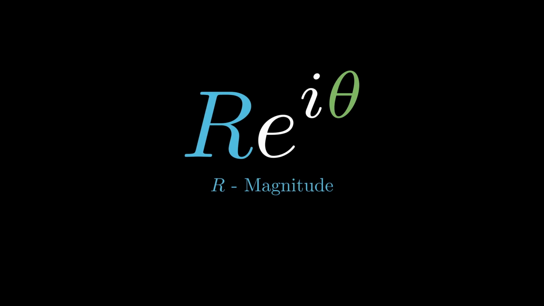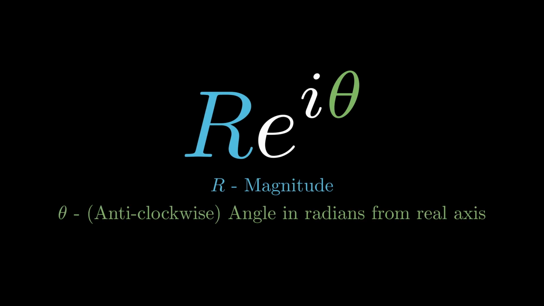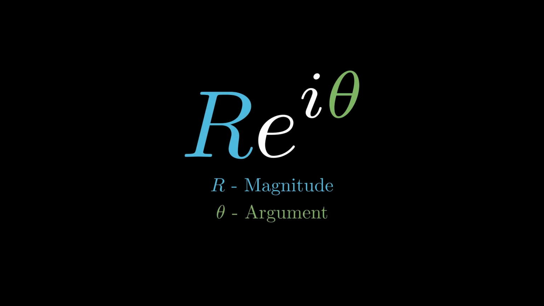Now we know how complex numbers change under multiplication, we can look at the Euler representation of complex numbers, r e to the i theta, where r is the magnitude of the number, and theta is the anticlockwise angle in radians from the real axis, also known as the argument. We're going to show how we get here by using something called a Taylor expansion, which gives us a polynomial expression of a function based on a known value and the function's derivatives.